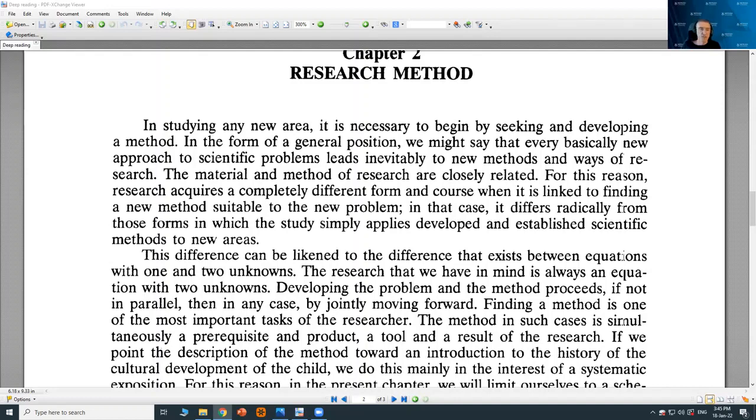Why is Vygotsky not saying anymore about studying in any new area or new approach? Why does he speak about the material here? What's the difference between studying a new area or a new approach? Does he want to separate this from sentence 1 and sentence 2? Or is this a continuation of sentence 1 and sentence 2? Where is the logic here?